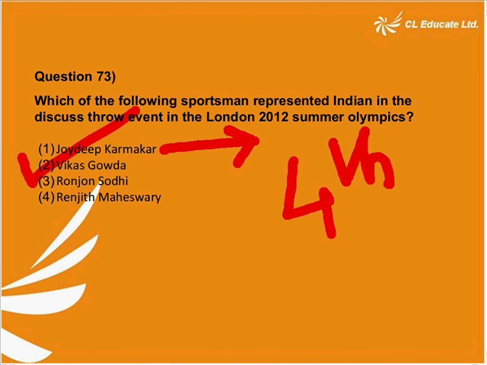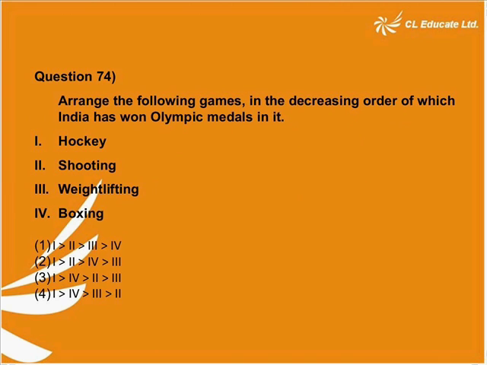So we have a total of 4 in shooting. In hockey we have 11. In weightlifting we have just 1. Karnam Malleshwari in 2000 Sydney Olympics. Then in boxing, what we have in boxing? We have 2 medals this time only. Mary Kom, MC Mary Kom, and who else? Last time, Vijender Singh. So we have 2 medals overall in boxing. We have 1 in weightlifting, 4 in shooting, and 11 in hockey. So overall, yes, 74. The correct answer is 1 is greater than 2 is greater than 4 is greater than 3. So the correct answer is option B.